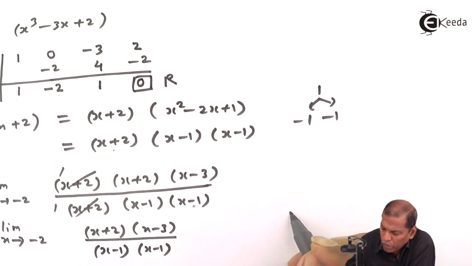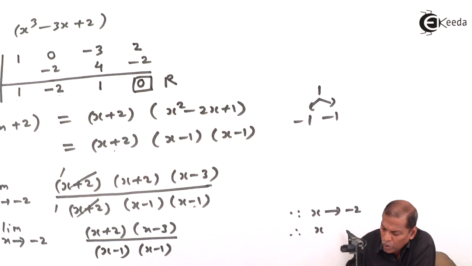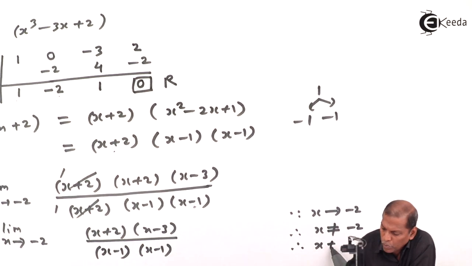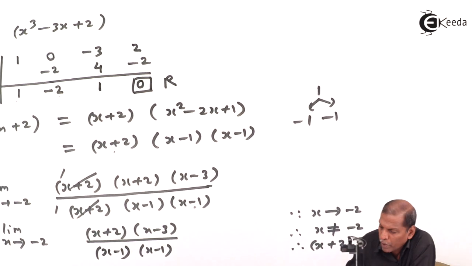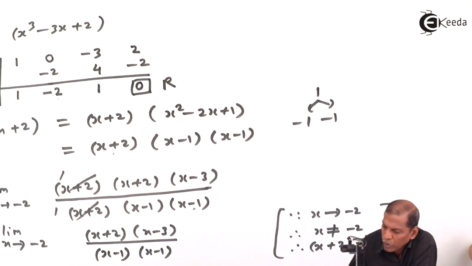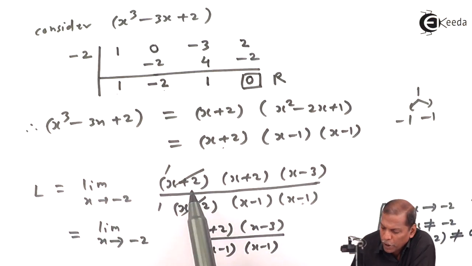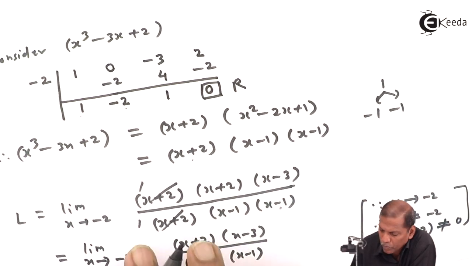Since here x tends to minus 2, x is not equal to minus 2, and therefore x plus 2 is not equal to 0. It means here we can cancel x plus 2 from numerator and denominator.